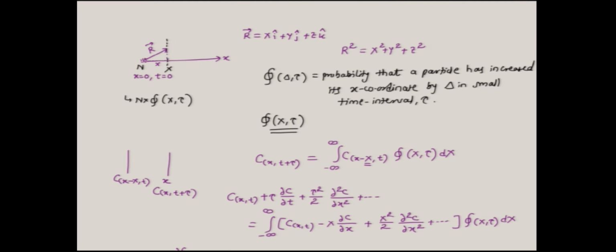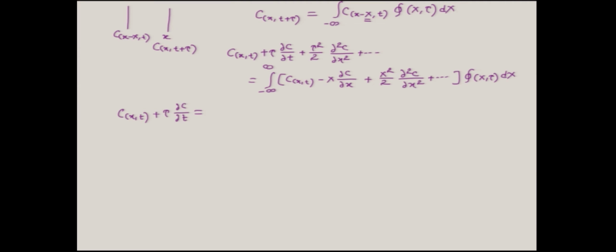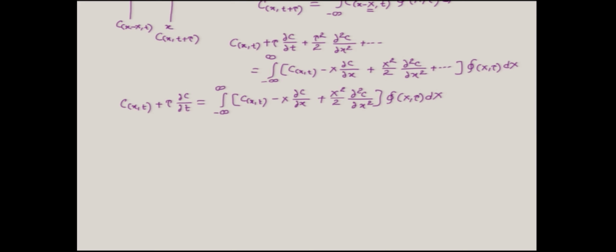So, on the right hand side we can ignore the terms higher than x square, right. So, we can write on the right hand side integral from minus infinity to infinity of C of x, t minus X times dou C by dou x plus X square by 2 times the second partial of C with respect to x, times phi of X tau dX. Remember, this integral is with respect to the capital X, which varies from minus infinity to plus infinity.